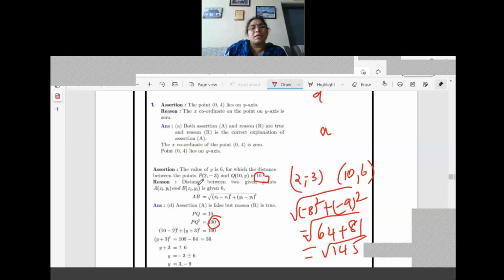Anyhow, this is false. Now what is the reason they have given? Distance between two given points x1 y1, x2 y2 is given as 6 only. The value of y is 6 is given. It's not a distance that is given. The distance between the two given points x1 y1, x2 y2 is given as 10 should be written here, I think. Maybe my printing error. It should be 10. So that is why the first one is false only.